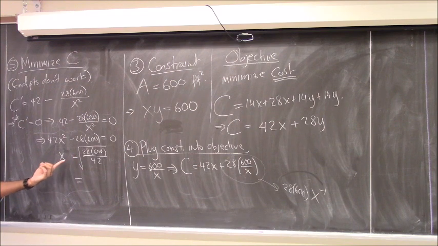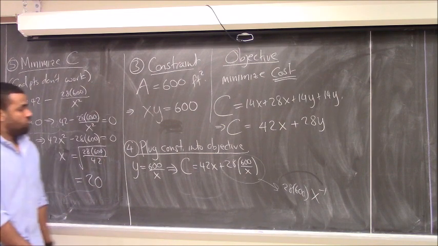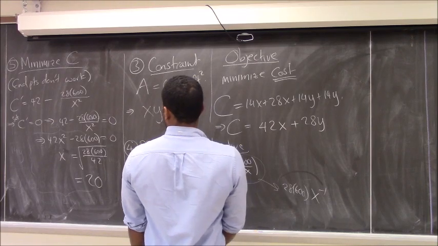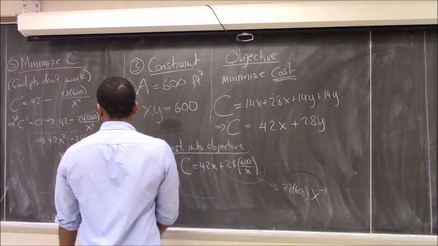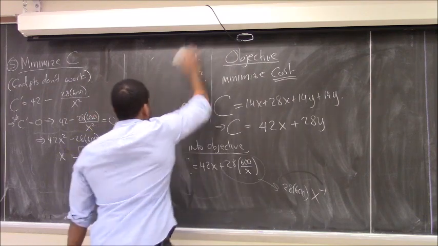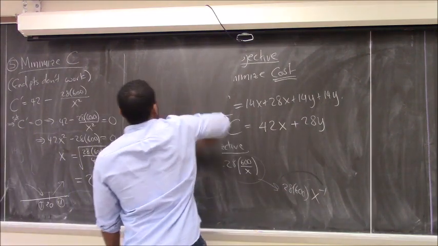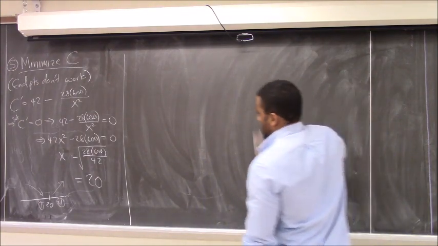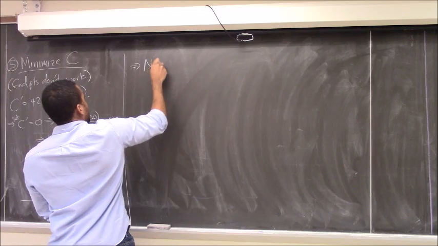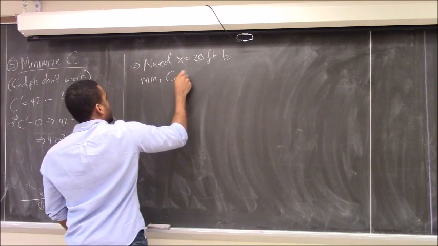This is a nice number. It's 20, exactly? Yeah. Okay, nice. So x equals 20 seems to work here. And again, a formality, but you can just plug in your 20, try 21, and try 1, and you'll see that. So basically, we need x equals 20 feet to minimize cost.